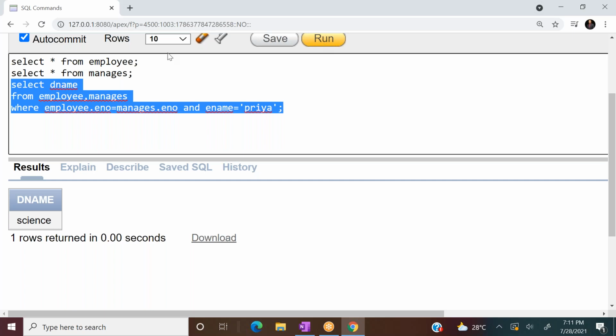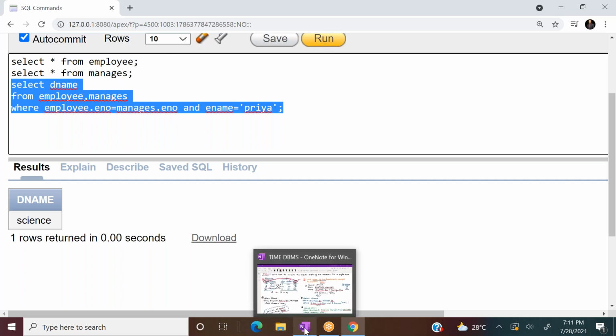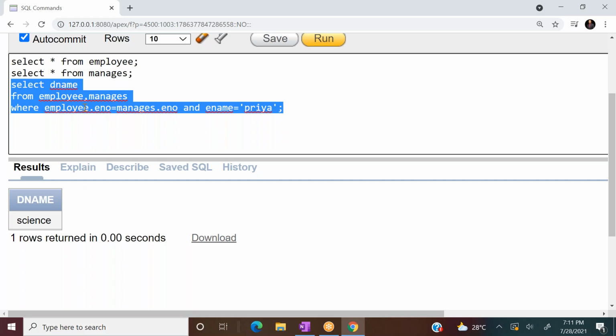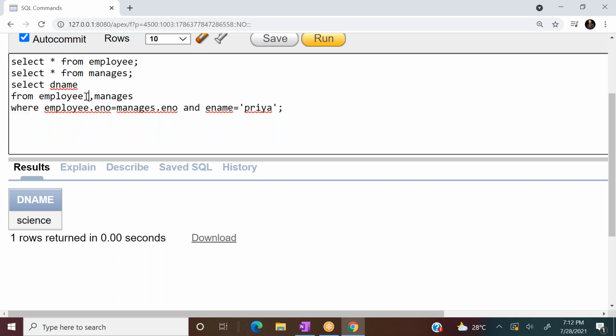Fine. The same thing we have written using aliases also. Here I have shown you the second way of representation, that is usage of aliases. Usage of aliases is not mandatory, it is optional. Wherever you feel it is required, you can use aliases. It just gives me comfort while writing the query. Here I will use employee E, managers M. Instead of employee, we use E. It just requires using aliases, so writing the query becomes very simple.